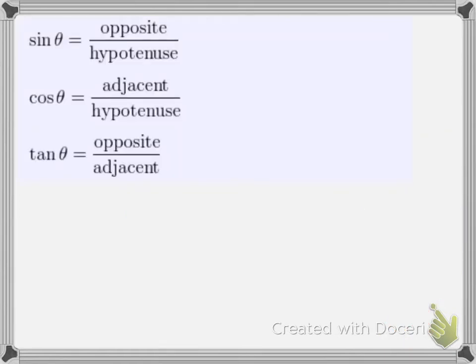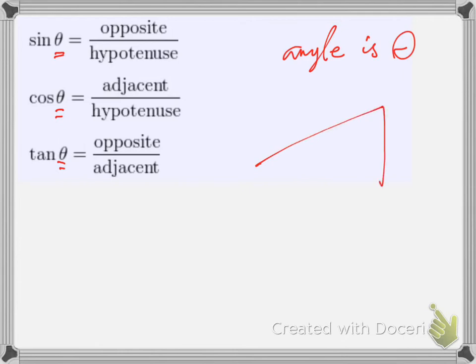For the 6 trig functions, the most important 3 are sine, cosine, and tangent. All these 6 trig functions are based on the given angle theta. So let's mark it: the angle is theta. Now in any right triangle, except for the right angle, you have 2 choices for the angle theta. So you have to choose the angle theta first.